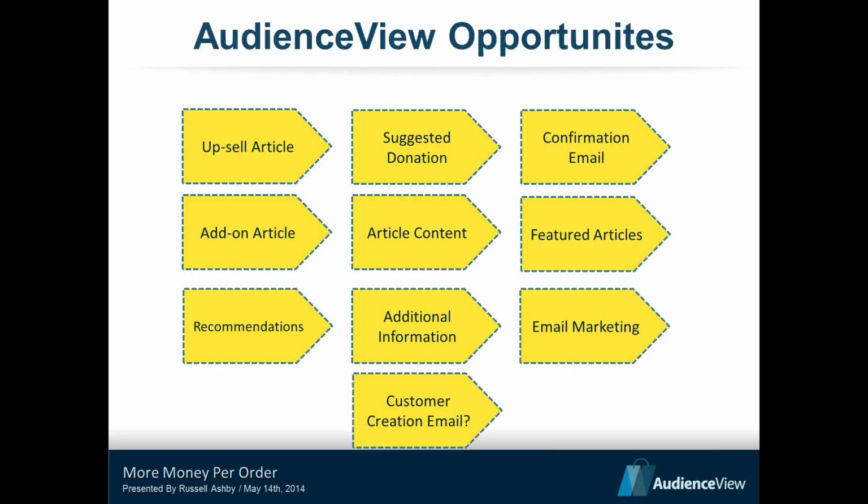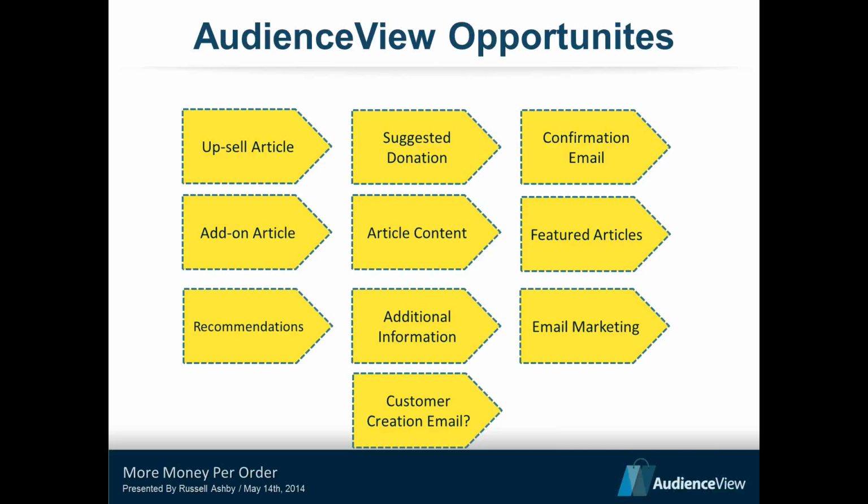So in Audience View, we have a number of opportunities to do upsells and cross-selling and different ways of positioning products to the customers. So we have upsell articles, add-on articles, recommendations, suggested donations. We actually have the article content itself, so you can just put the positioning of products within the articles. Then we have additional information on the product, so that's another article we can configure on the product. And we have the customer creation email as well, which I put a question mark next to because I'm not sure that everybody knows about that feature.